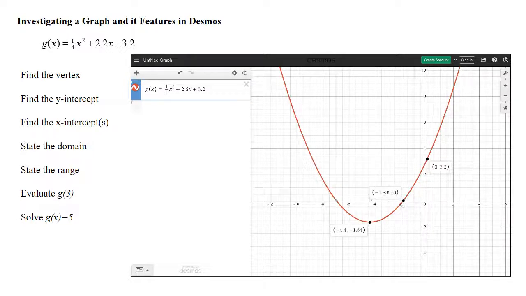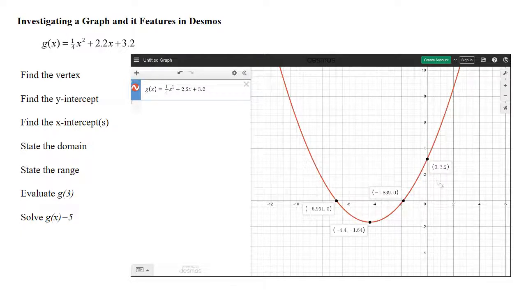X-intercepts also have gray points at -1.839, 0 and -6.961, 0. These x-intercepts are most likely rounded. You see how they're out to the third place? These were probably rounded off by Desmos. It often rounds to the third decimal place.